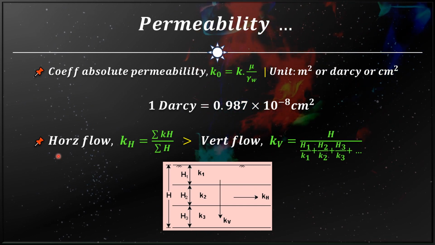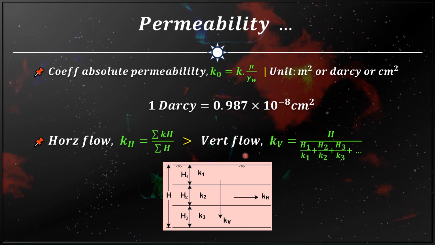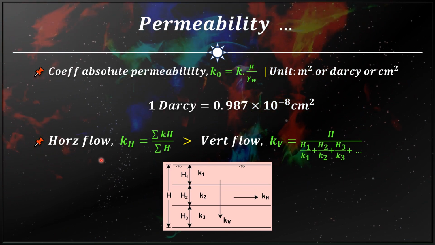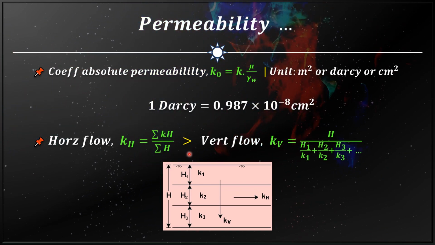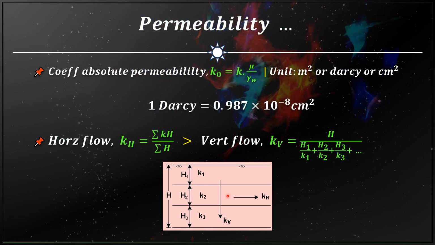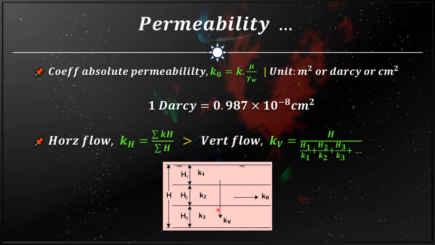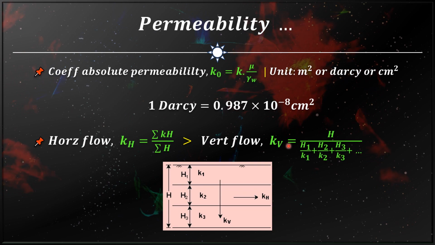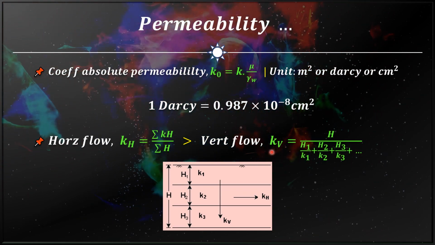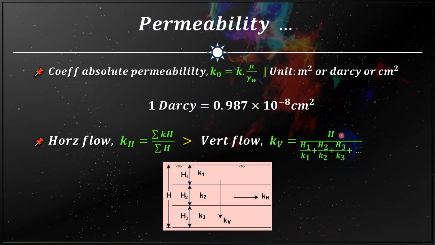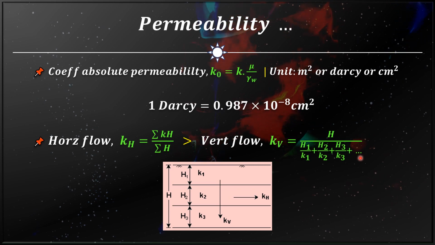And there is something called equivalent permeability with respect to horizontal flow and vertical flow. In case of horizontal flow, what will it be? KH is equal to summation of KH divided by summation of H. So this is the horizontal flow and this is the vertical flow. In case of vertical flow, the equivalent or equilibrium coefficient of permeability is Kv equal to the total height of soil strata divided by h1 by k1 plus h2 by k2 plus h3 by k3 and so on.